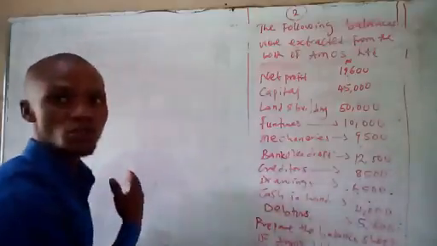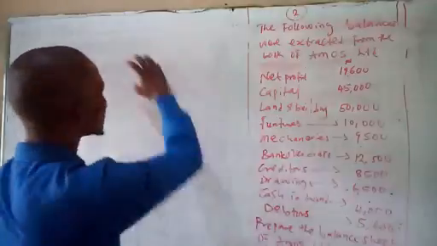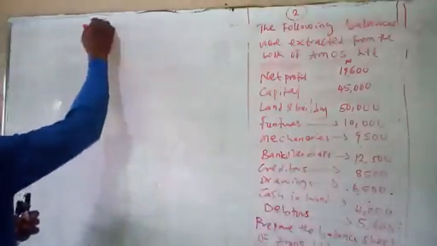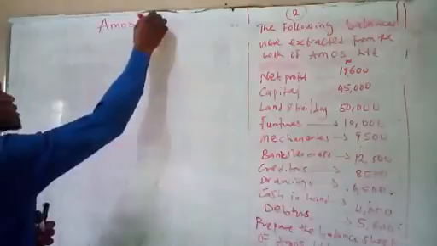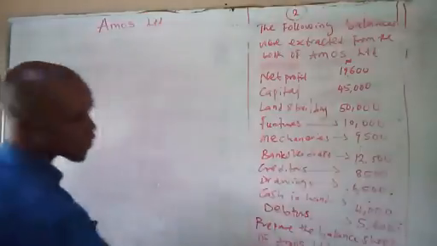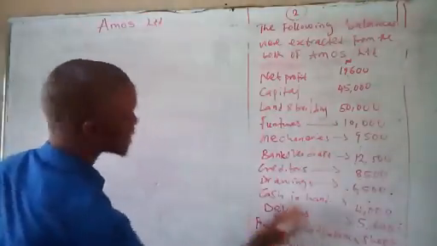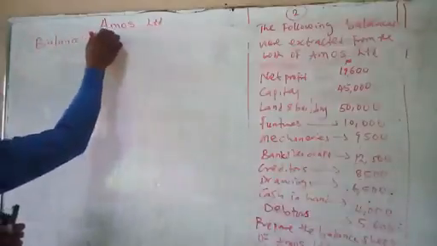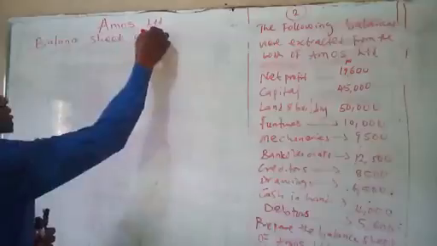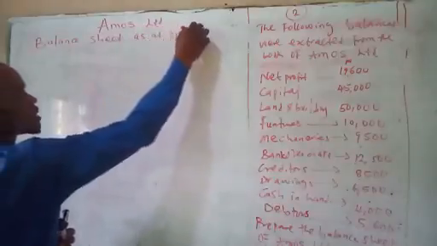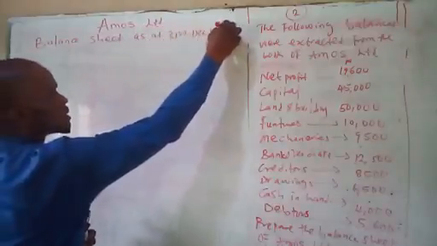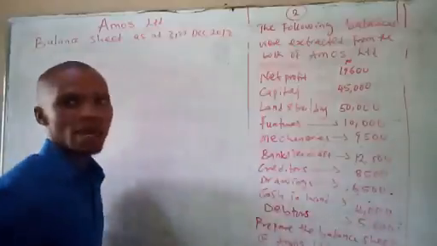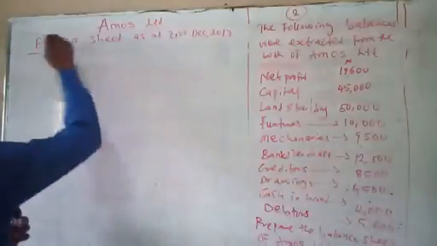Now the first thing you are supposed to do is to write down the name of the company first. You have Amos Limited. After that, you write down your requirement. What are you required to do? A balance sheet. You now write down your balance sheet as at 31st December 2018. You check out for the date. We have 2018. You rule a line.